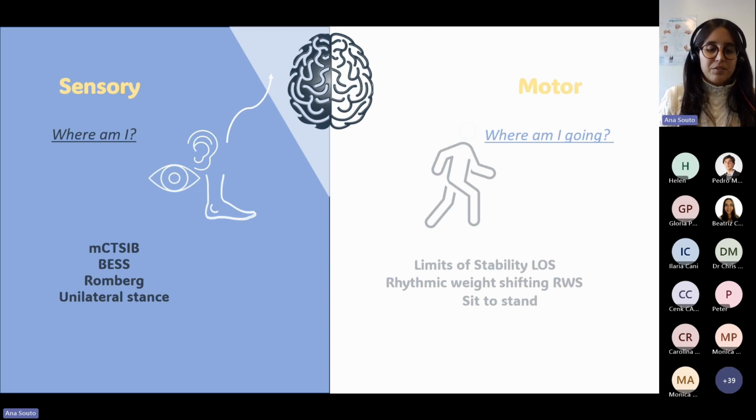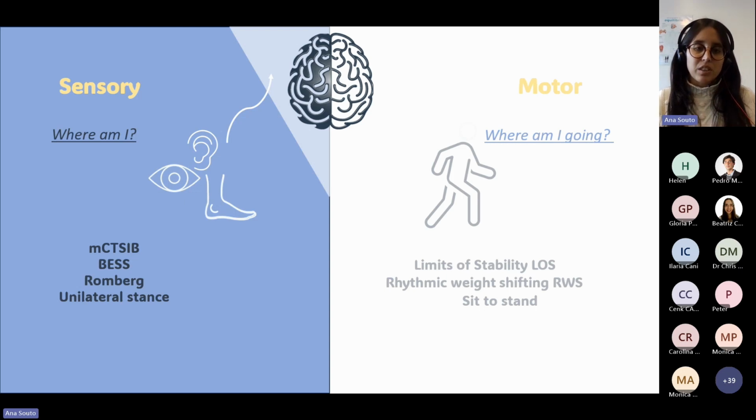And so we have two types of balance assessments. We can either evaluate the sensory input or the motor output. If we evaluate sensory input, we are talking about static evaluation, and we have a lot of protocols. So we have the MCT-SIB, the balance error scoring system, which is more used for concussions, the Romberg test, the unilateral stance, among others. And for the motor output assessment, we will have the dynamic tests. So we have, for example, the limits of stability, the rhythmic weight shift, and the sit to stand.